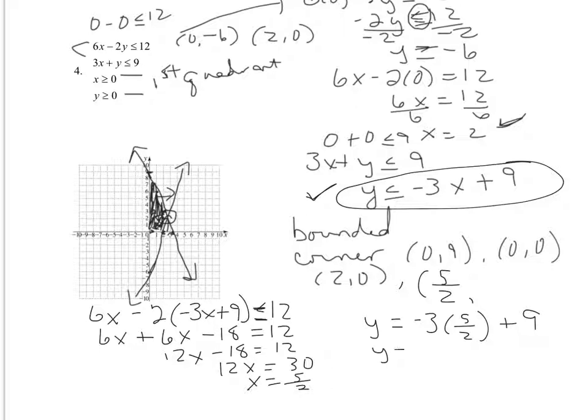So we're going to get y equals negative 15 over 2 plus, now 9 over 1 needs to be written with 2 in the denominator. I'm going to need a common denominator. So if I multiply 9 times 2 over 2, that means I'm going to have 18 over 2. And a negative 15 over 2 plus 18 over 2 is a positive 3 over 2. So here's my graph. It's bounded, and here are the 4 corners that go with this graph.